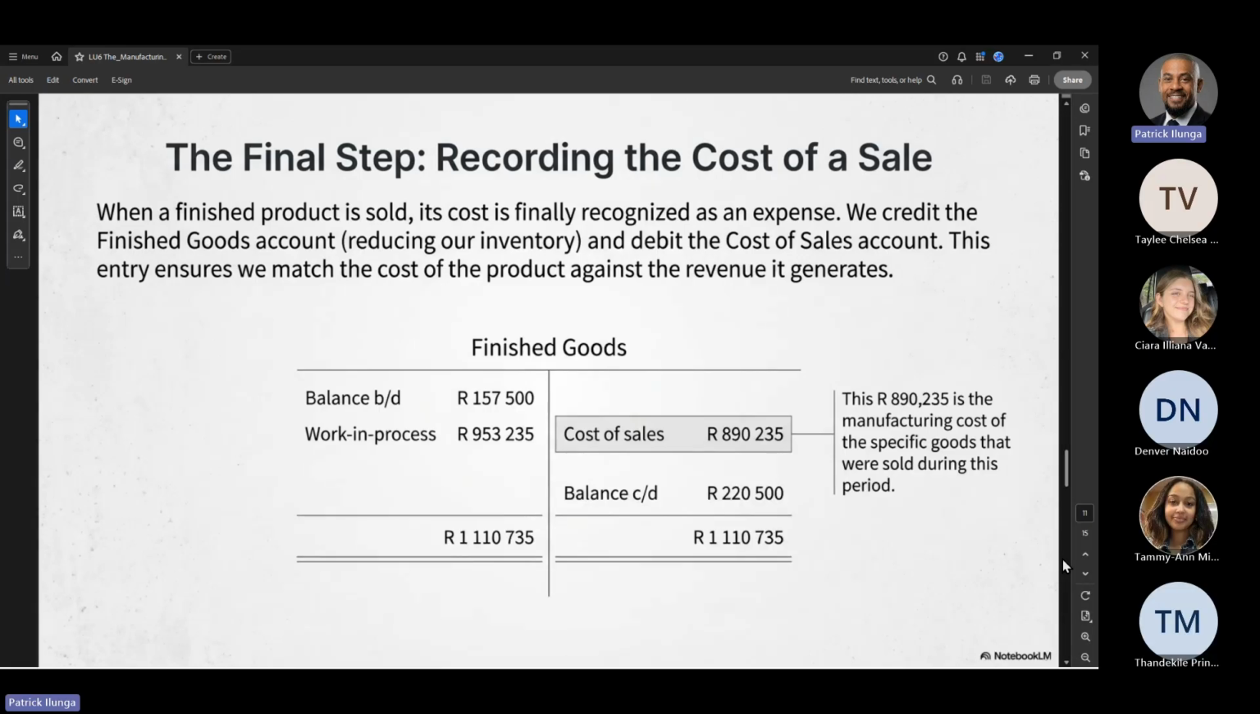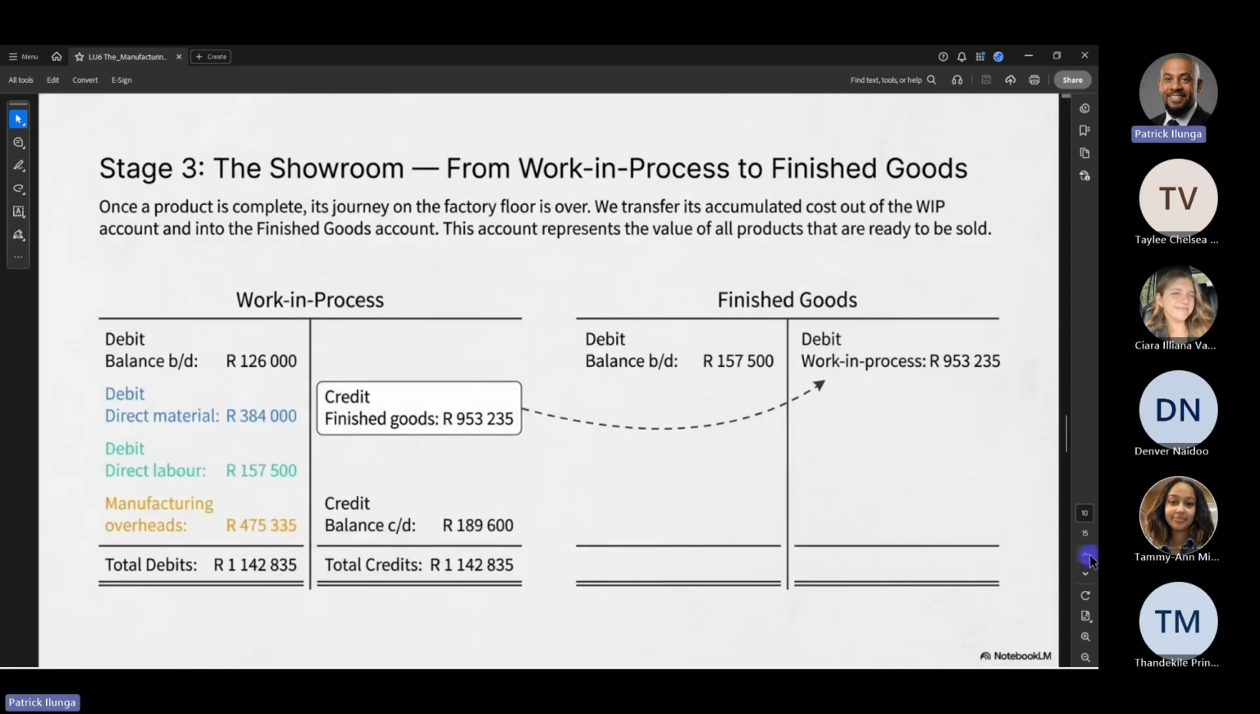Ciara, question. Hi, sir. Can I just ask if you can go back one slide? I have a question. I just want to make sure. Is the finished goods supposed to be debited, and the work in progress credited? No, forgive me about this.